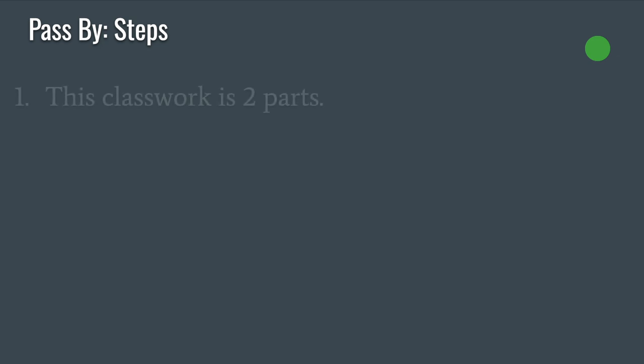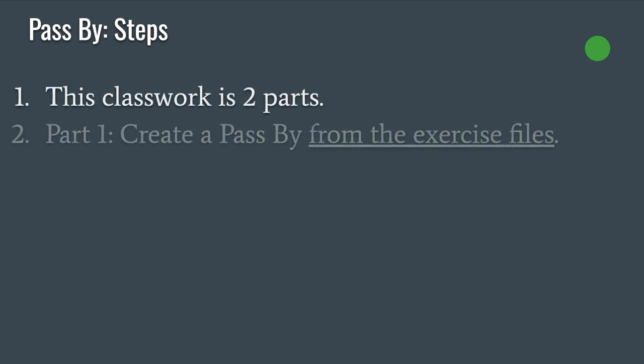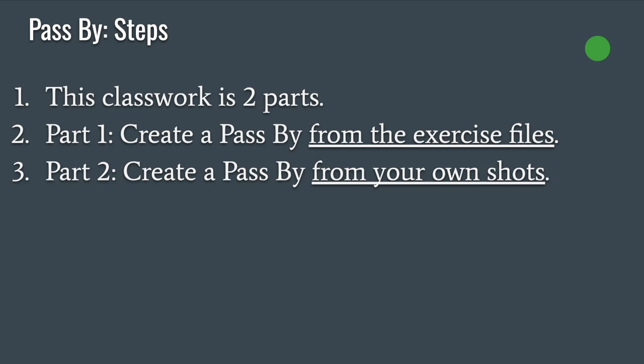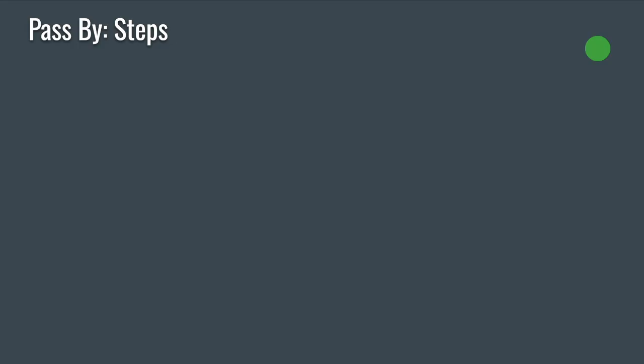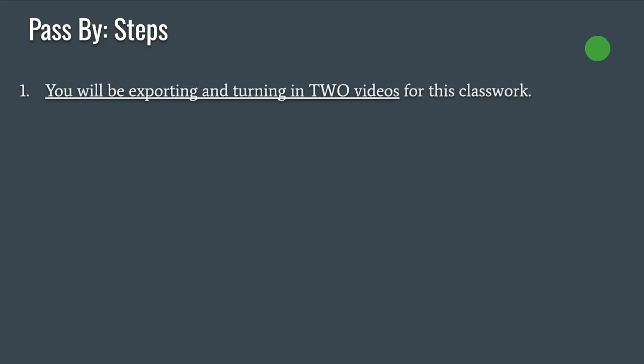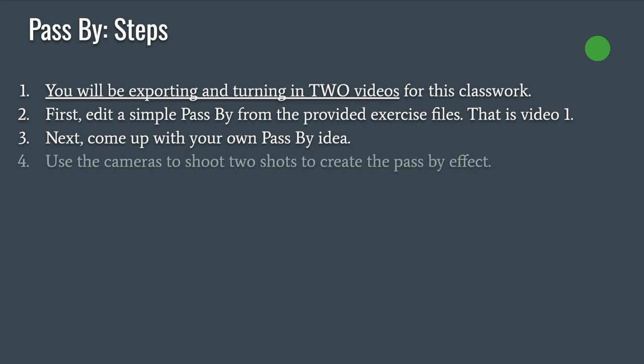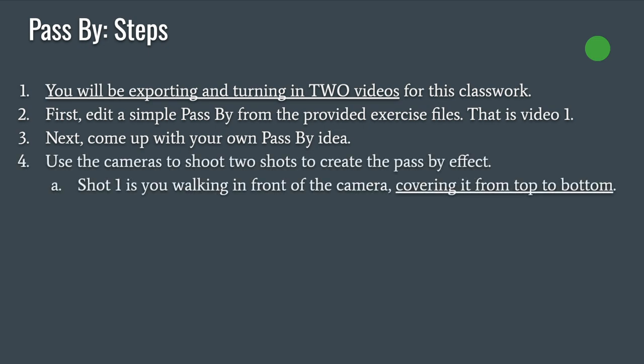And as usual in the previous ones, this will be 2 parts. You will create your first video from my exercise files. You will create the second video from your shots that you take, and you will turn them both in. So you're turning in 2 different videos. You'll practice right now. I'll show you how to do the effect with my exercise files. And then you will come up with your own idea where you shoot 2 shots in different locations and you walk in front of the camera.